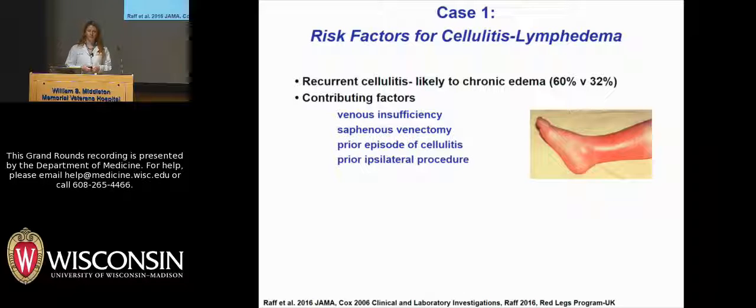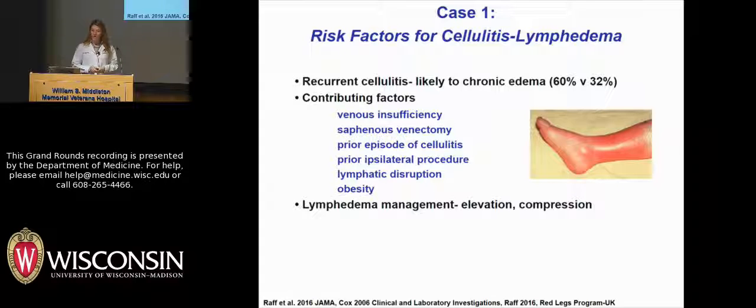Prior ipsilateral procedure, for example, would be an orthopedic procedure. Lymphatic disruption. There are various factors here. This can be congenital. It can be due to an injury or from lymphadenopathy. And then obesity can contribute to edema and lymphedema. So it's recommended to manage edema and lymphedema to prevent future episodes of cellulitis. And this can involve elevation of the leg. It can involve compression stockings or mechanical compression, diuresis in some patients.